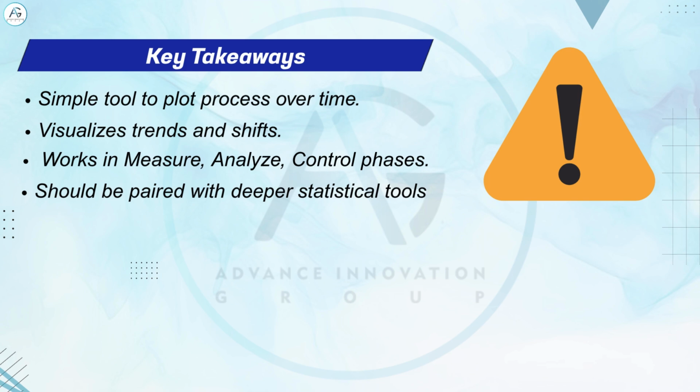Time series plots are useful across multiple phases of a Six Sigma project, especially in the measure, analyze, and control phases. But remember, while it's a great visual tool, it should be paired with deeper statistical analysis, like control charts or hypothesis testing, when precision and process validation are needed. Think of it as a great first step to understanding your data, but not the final word in decision-making.